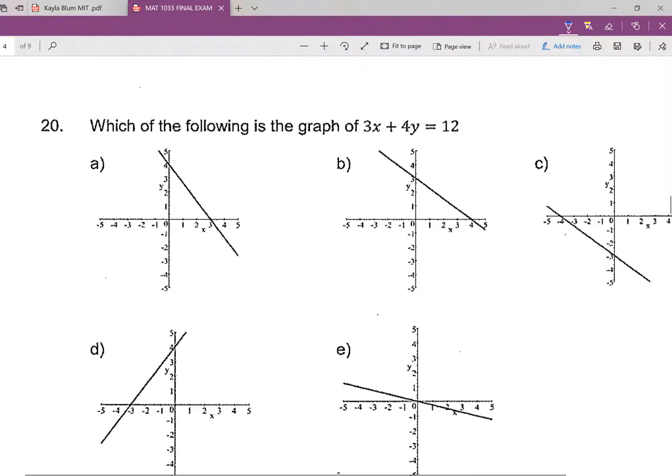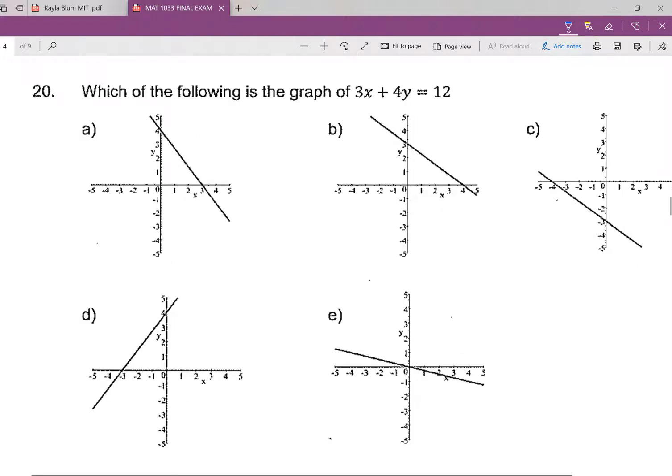Alright, and then which of the following is the graph of 3x plus 4y equal to 12? Now you notice 3 and 4 both divide into 12, so you can use their intercepts. So if x is 0, we'll make this 0, then y has to be 3. If y is 0, and now we look at it, x has to be 4. So this has to be the answer here.